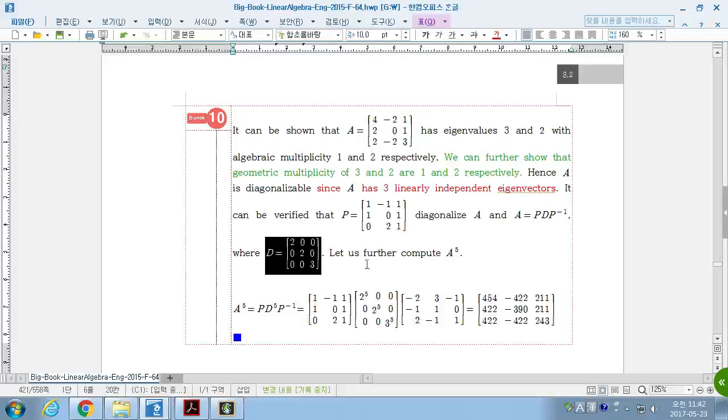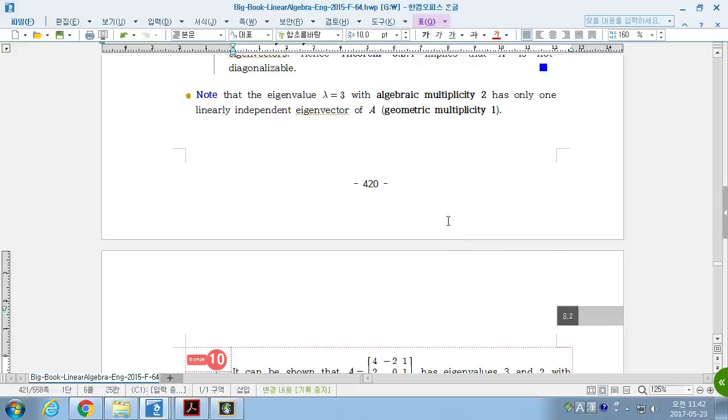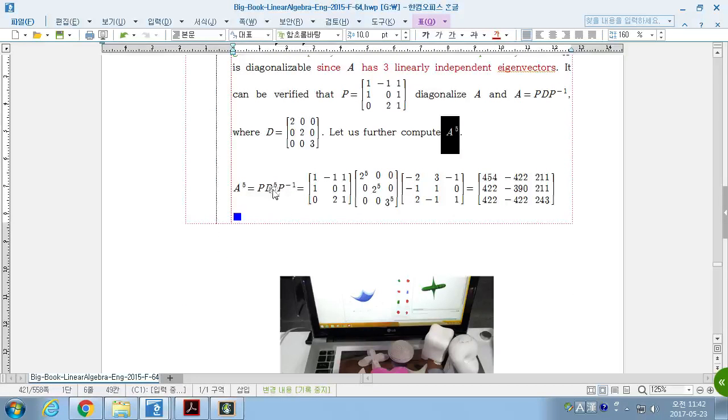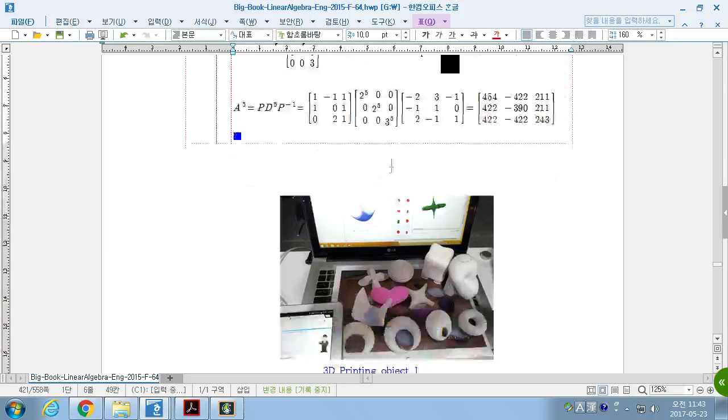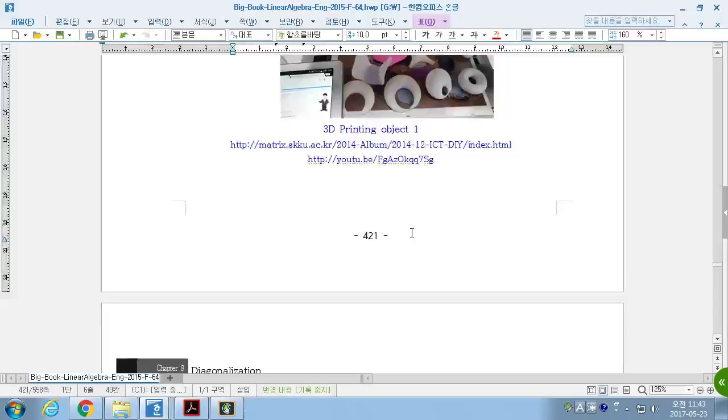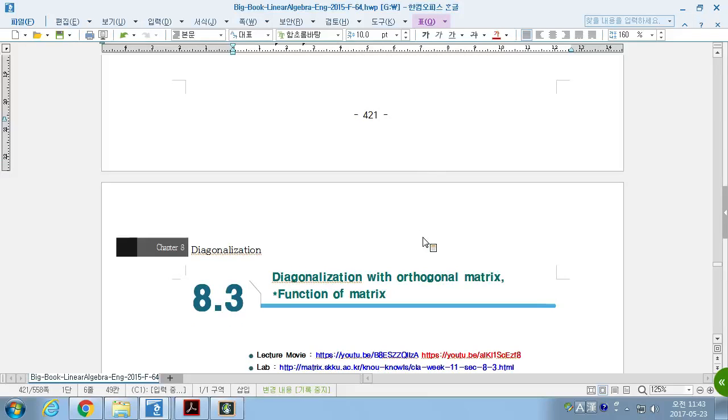Okay? Here, let us further compute, like what we asked, A's fifth power. A's fifth power can be easily found by using the fifth power of the diagonal matrix, which is easy. Okay? So with this, we can compute the millionth power of A by using the easy computation of the millionth power of the diagonal matrix. I think that's the end of section 8.2. Any questions?